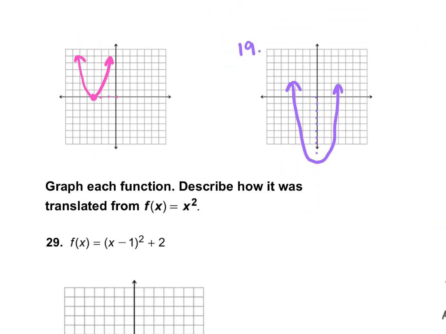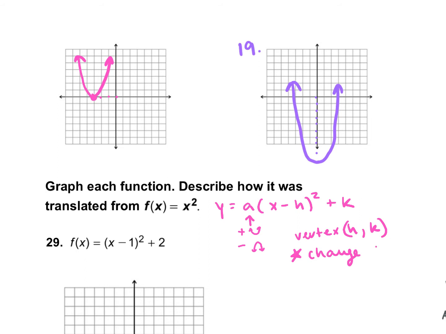Okay, so just as a reminder, our vertex form is y is equal to a times x minus h squared plus k. So the a, if it's positive, it opens up. If it's negative, it opens down. And then our vertex is h comma k. And what do we have to remember to do to h? Change the sign. We always change the sign of h.